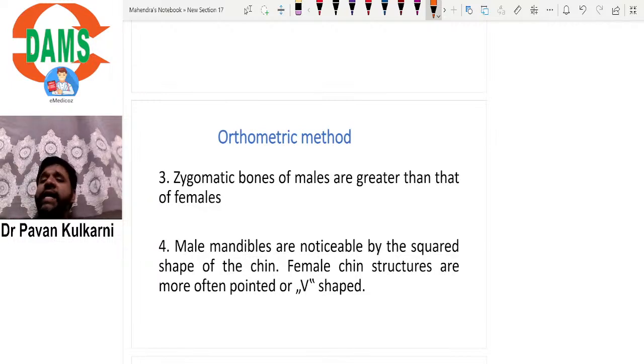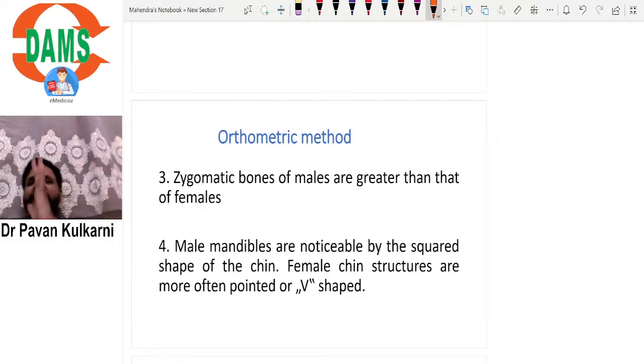However, earlier it was thought that the gonial angle could be used. What is the gonial angle? The mandibular angle, the angle between the body of the mandible and the ramus. But later it was proved that the gonial angle has very little role in gender determination. It has a role in age determination, that is, whether the mandible is of an old person or a young person. That way we can do the age determination.